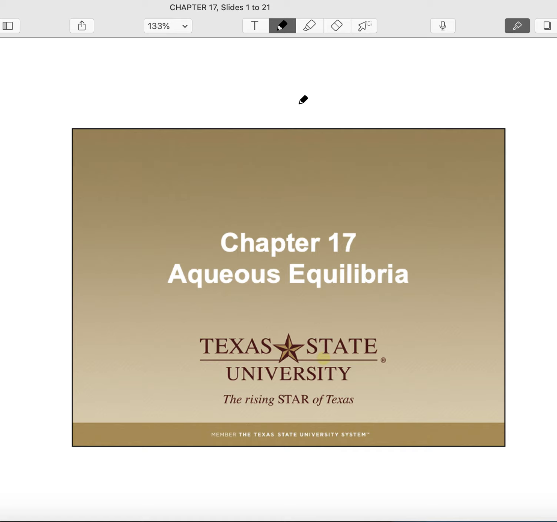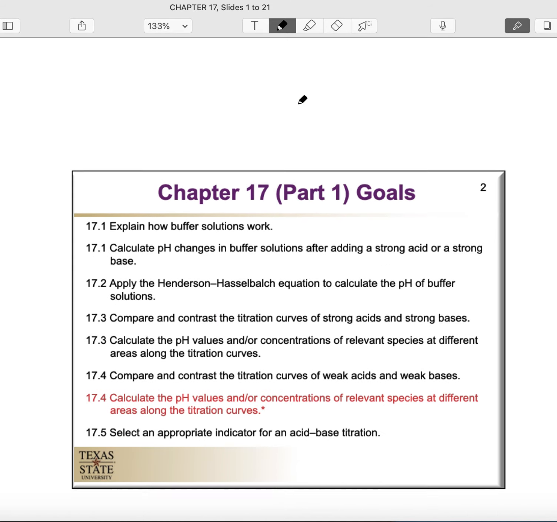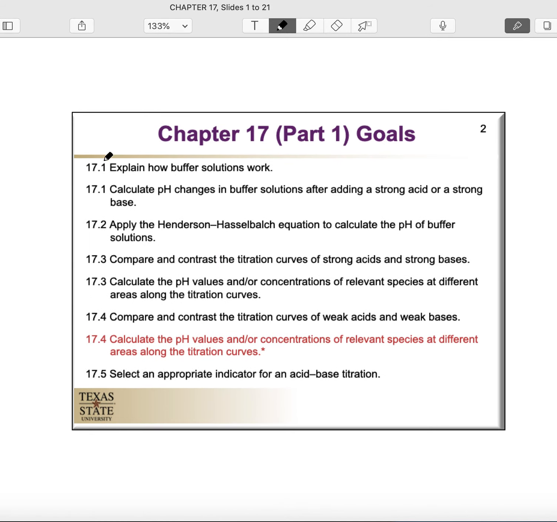All right, guys, in chapter 17, we're going to be talking about aqueous equilibrium. Specifically, in this chapter, we're going to be talking about buffer solutions at the beginning. Among those buffer solutions, we're going to talk about what they are and how to calculate the pH of those buffer solutions. Also, how to calculate the changes that occur upon addition of an acid or a base to those buffers. After that, we're going to be moving to the second topic, which is going to be titrations.